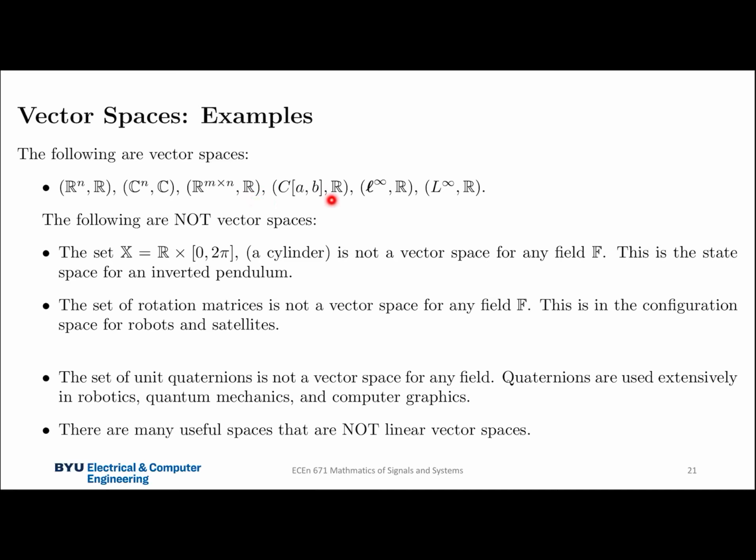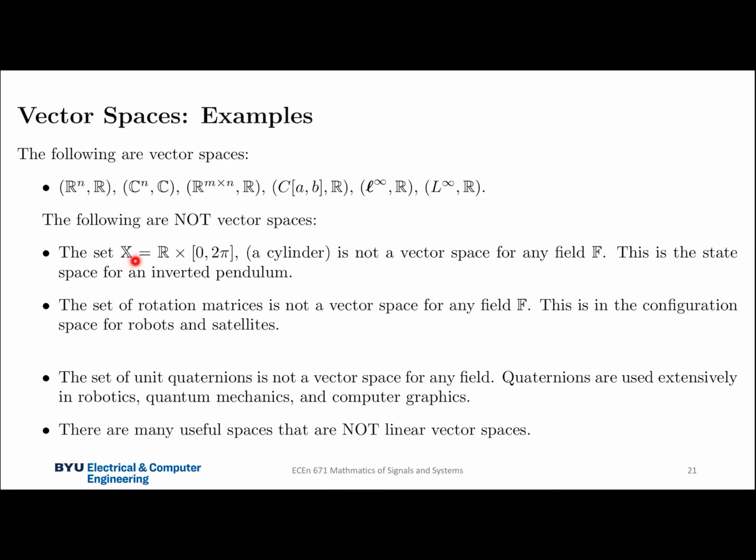Or the set of continuous functions with a real field would be a vector space, or the set of bounded sequences with real field, or the set of bounded functions with real field. These are all valid vector spaces.